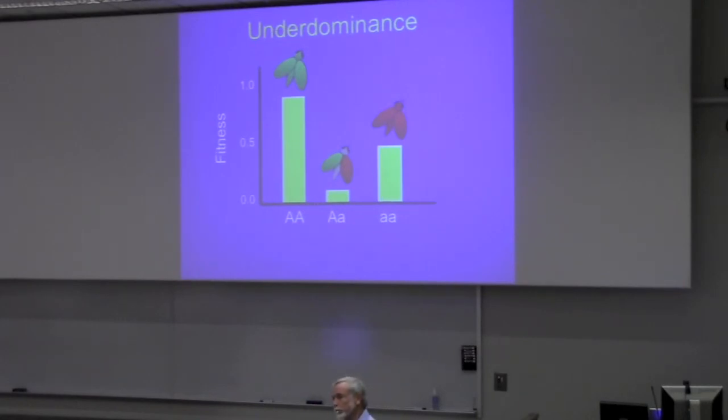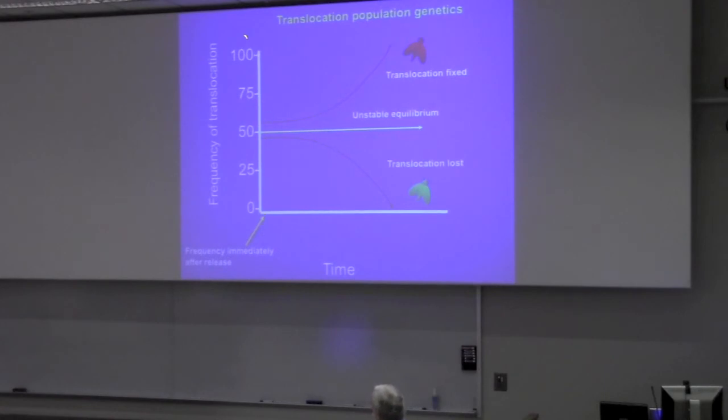But there are interesting population dynamics here that actually whenever you have a system like this, there's only two stable equilibria, and that's fixation of the green or fixation of the red. And the dynamics look like this. If you look at, and this is for a translocation dynamics, where there's just this kind of underdominance.